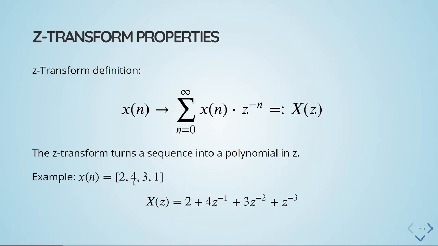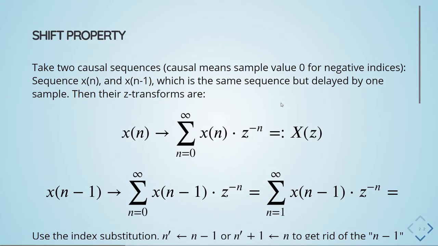Here we have a sequence 2, 4, 3, 1, and then we apply the z-transform, and we have this polynomial in z: 2z to the power of 0, then 4 z to the power of minus 1, 3 z to the power of minus 2, and 1 z to the power of minus 3. A very important property of the z-transform is the shift property.